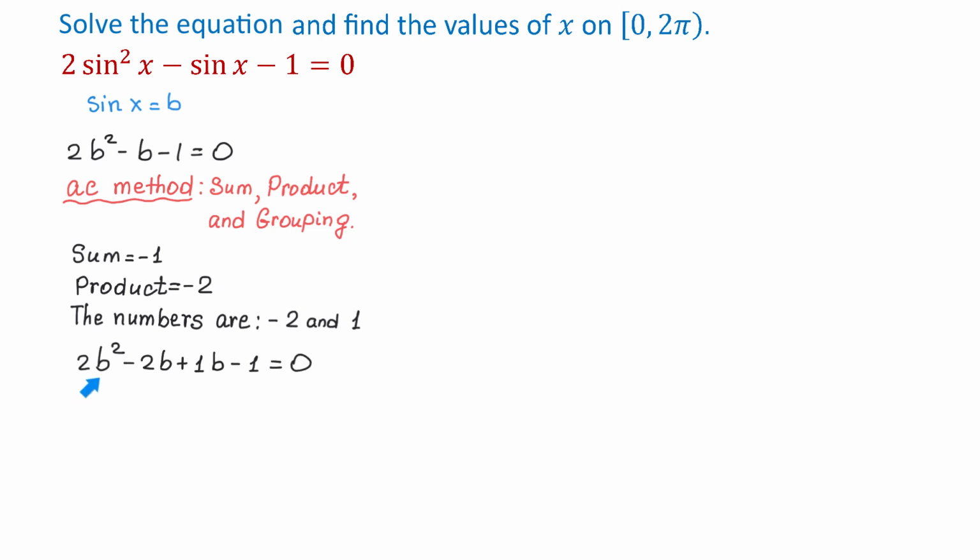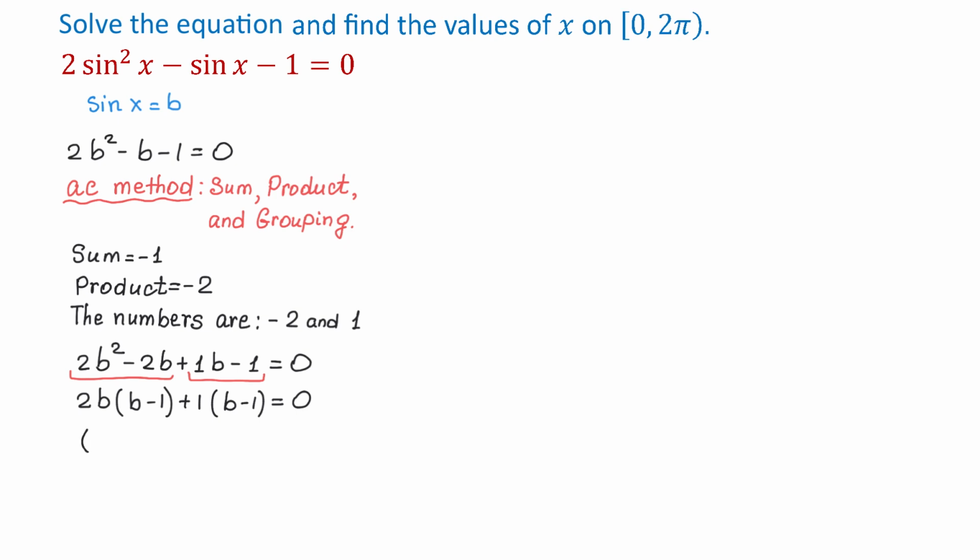And now we have a polynomial that has 4 terms, and to factor it, we will use grouping. We will have the first 2 terms in one group and the last 2 terms in another group. Then from each group, we will factor out the greatest common factor. From the first group, we will factor out 2b, and inside the parentheses we will have b minus 1. Then from the second group, we can only factor out 1, and inside the parentheses we will have b minus 1. And now we have a sum of 2 terms with a common factor b minus 1.